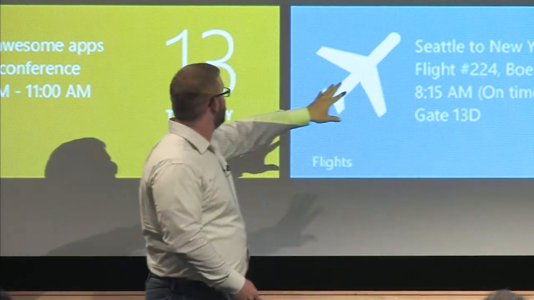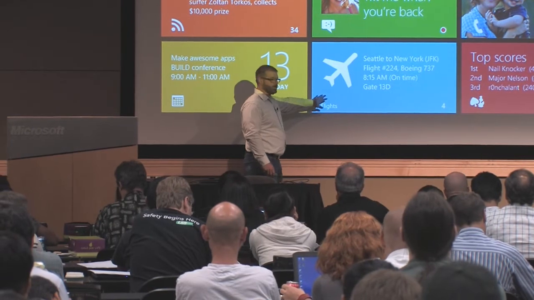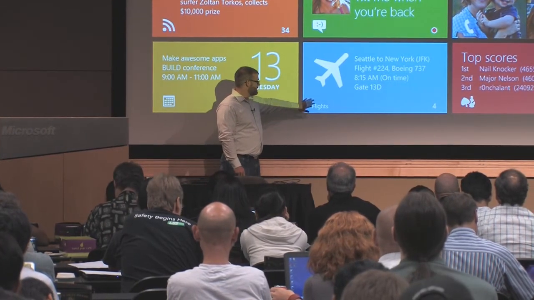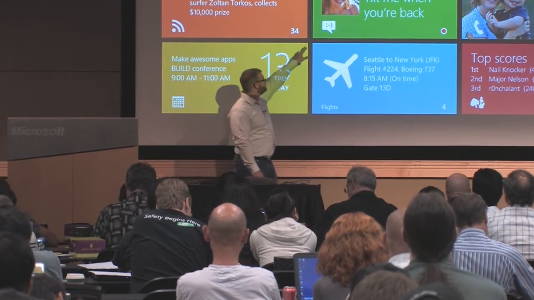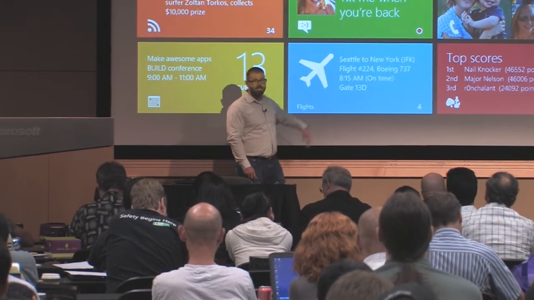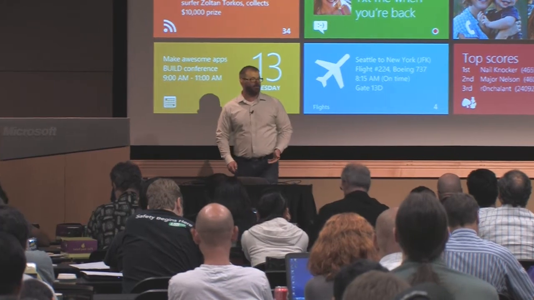If you'll notice, a lot of the tiles have different content in the lower left-hand corner. This is basically your branding. Either the Flights app here has put the word Flights, or this app here has put its app logo. That's how users are going to actually identify what the app is.